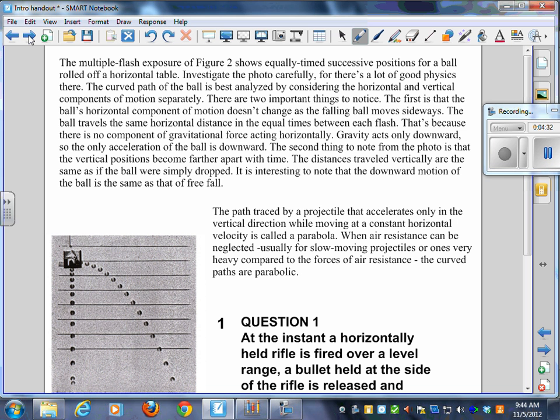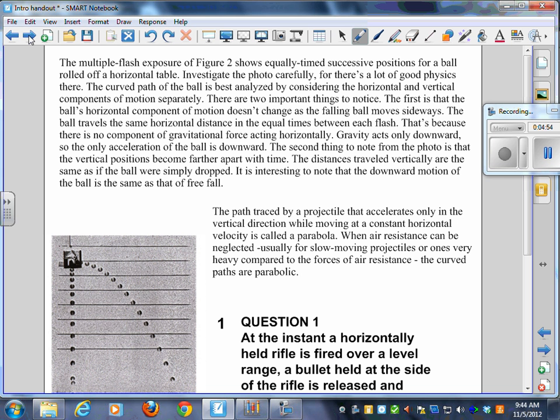There are 2 important things to notice. The first is that the ball's horizontal component of motion doesn't change as the falling ball moves sideways. The ball travels the same horizontal distance in the equal times between each flash. That's because there's no component of gravity acting horizontally. Gravity only acts which way? Vertically. Gravity acts only downward, so the acceleration of the ball is downward.